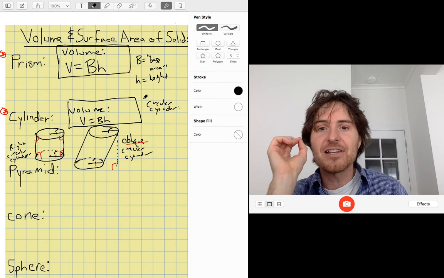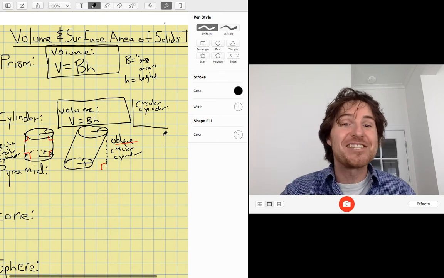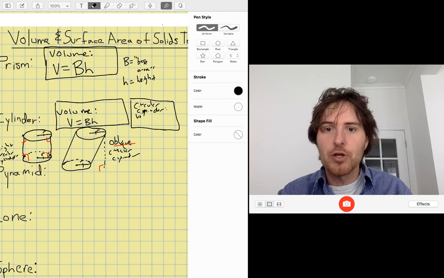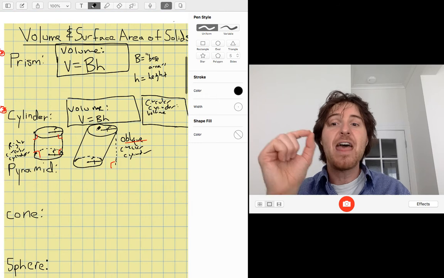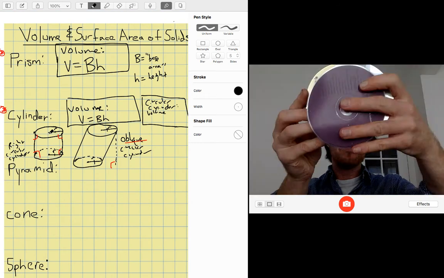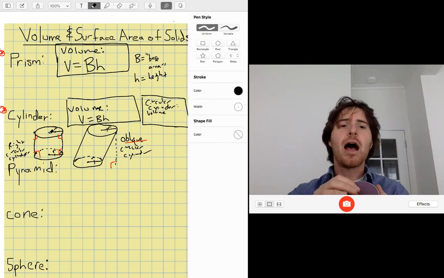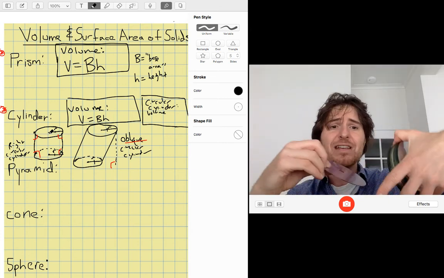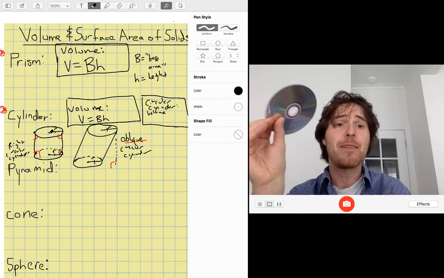Okay, circular cylinder, I can come up with a more precise formula. Circular cylinder volume, getting kind of close here. And that is what? Well, base area. So if I had to figure out, I have 15 of these. That's my height. How do I figure out how much is in one layer? Well, one layer is really determined by its area, by the base area.